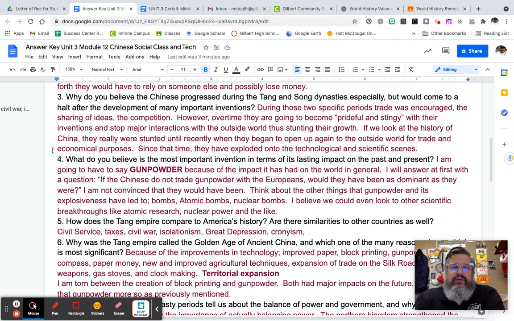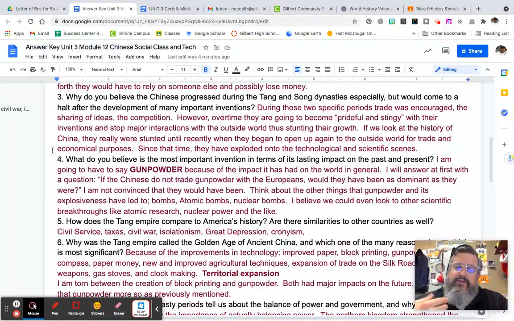Number three, why do you believe the Chinese progressed during the Tang and Song dynasties especially, but would come to a halt after the development of many important inventions? So during these two specific time periods, trade was encouraged, mostly for the money. But when you're trading, there's going to be sharing of ideas, competition, sharing of technology, beliefs, and so on and so forth. I believe that those things came back to them and helped spur their innovation, helped to create new ideas, so that they were able to create new things.